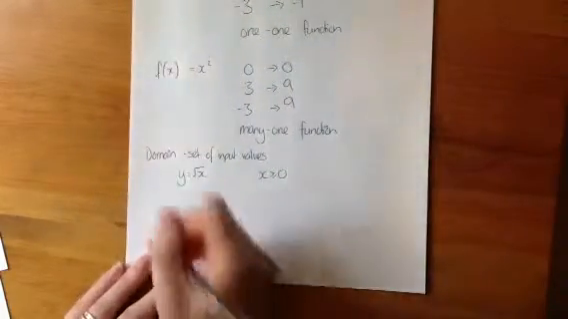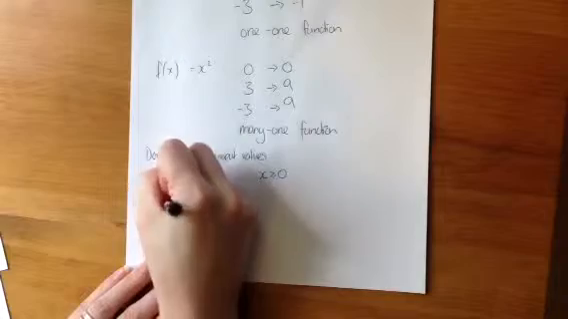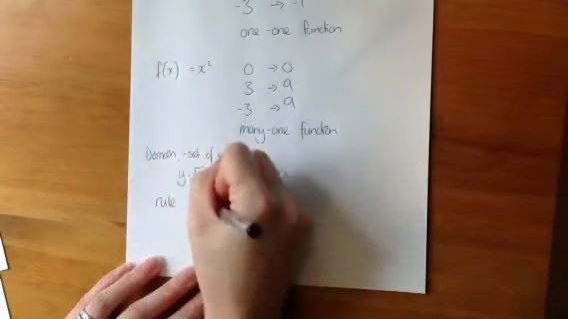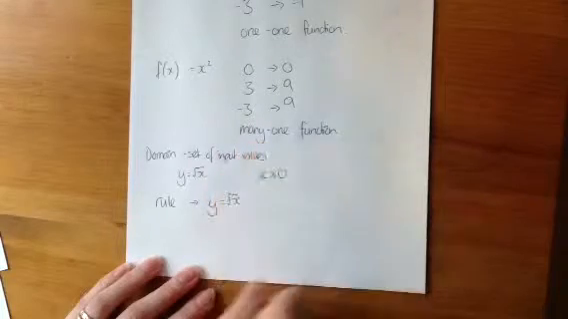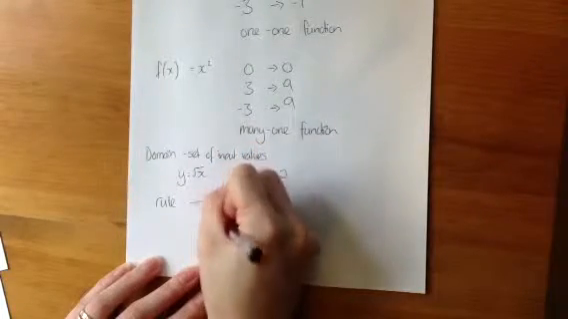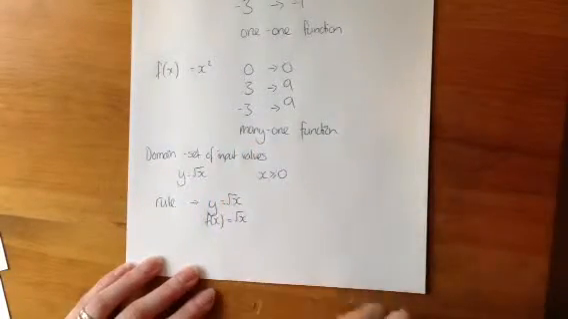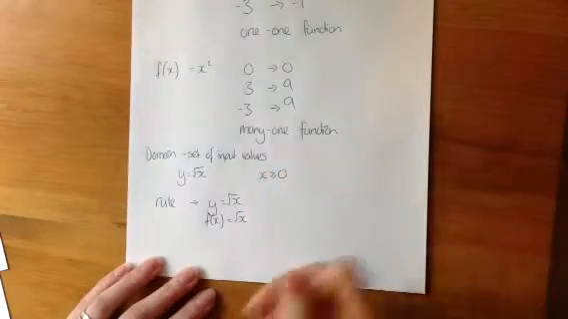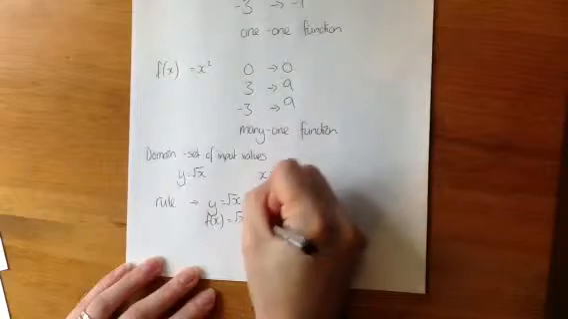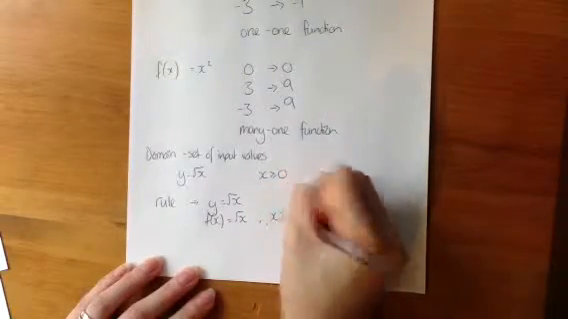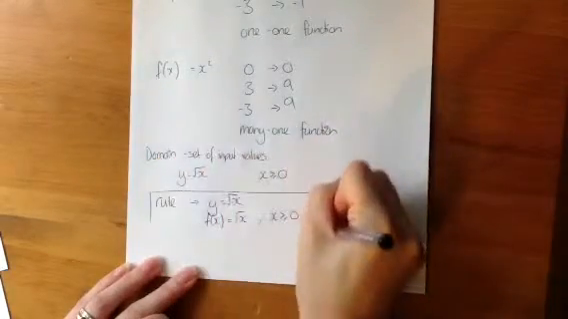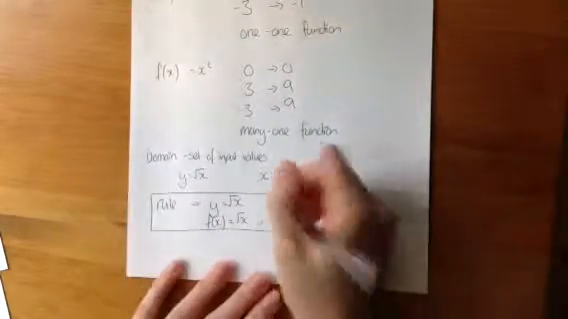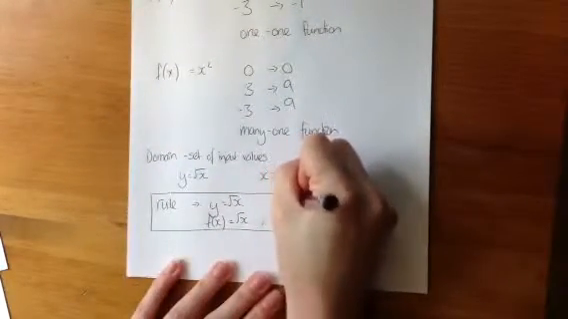So to define a function, you need the rule, which is how you calculate it. For example, our rule would be y equals root x, or we could write f of x is root x, something along those lines. And we would then also need to give it a domain. So we would say x has to be greater than or equal to 0. So that would define our function. You need a rule and you need a domain as well.